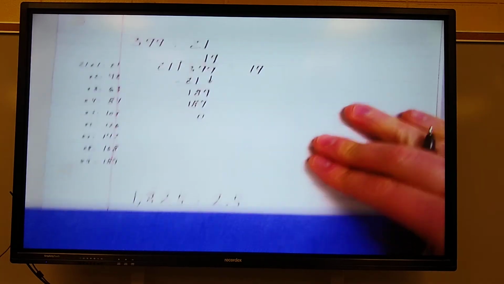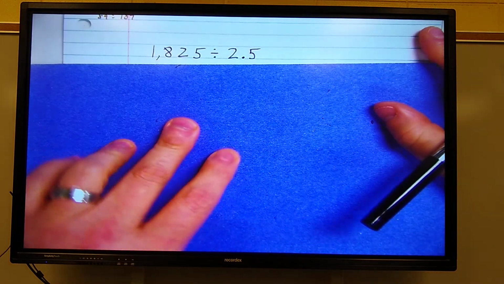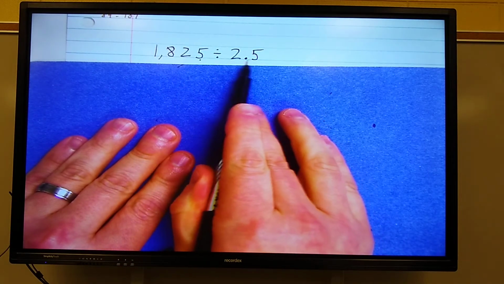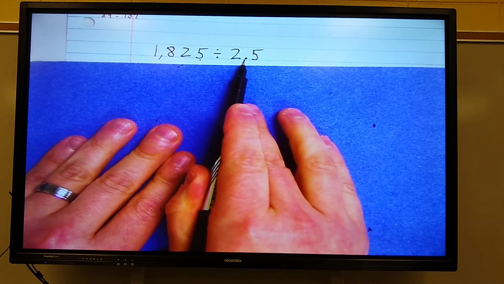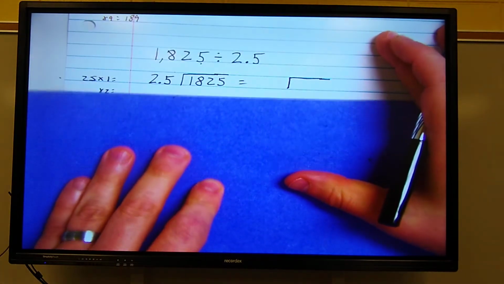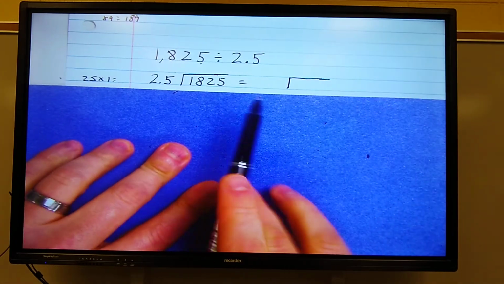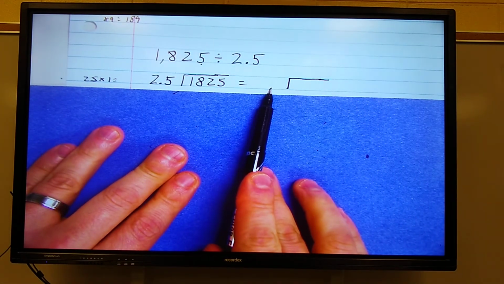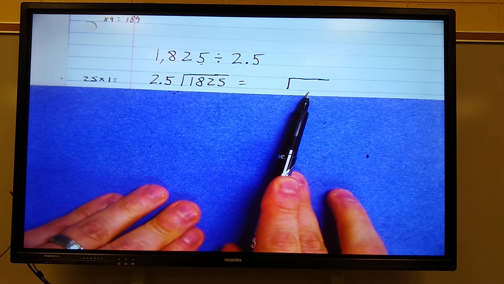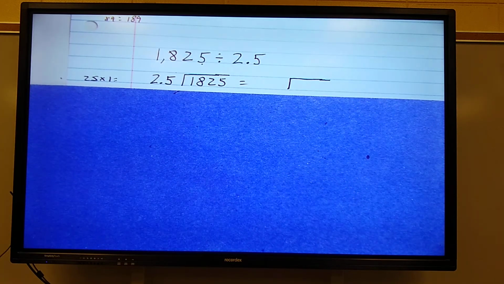Now it's time to divide decimal numbers. I do not have a decimal in my dividend, but I do have a decimal in my divisor. So this is a dividing decimal problem. First things first, I want you to give me my new divisor and my new dividend. Do that right now. Pause the video.